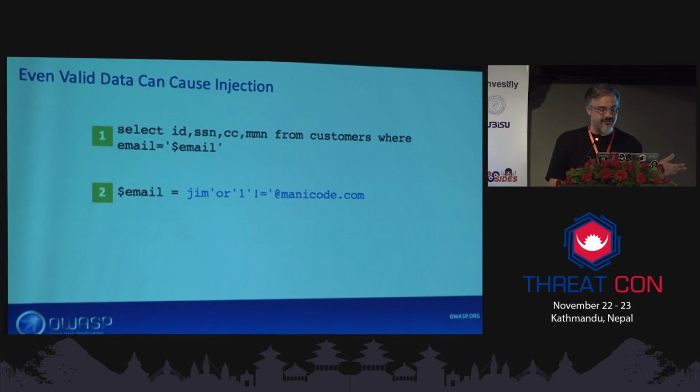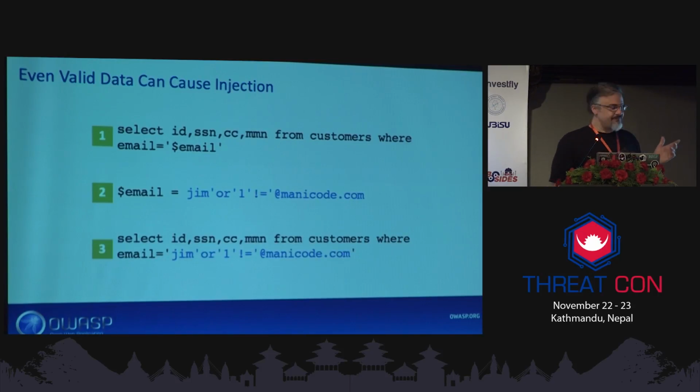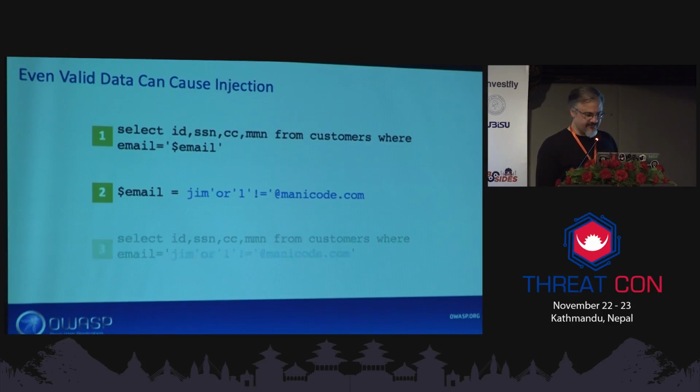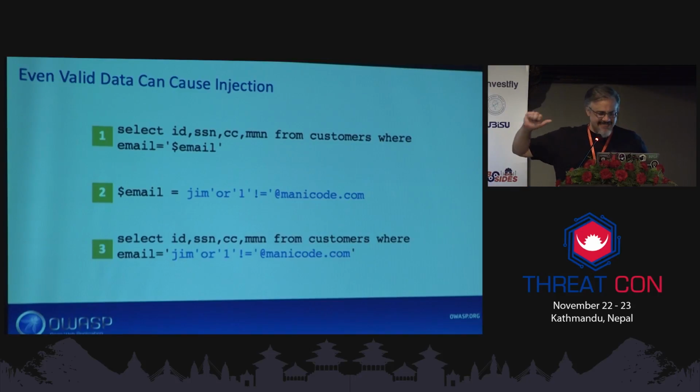There's my valid email address. And here's the final query. Select data from the customer table. Look at the bottom one, actually, right there. Select ID, social security number, credit card number, mother's maiden name from the customers table where email is Jim or 1 does not equal manico.com.